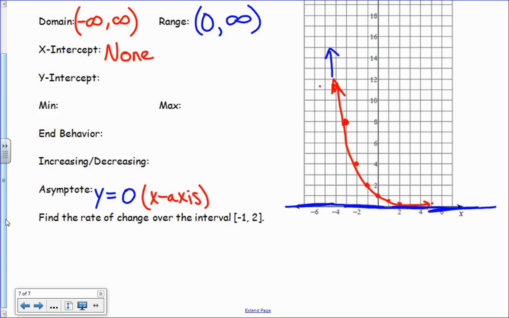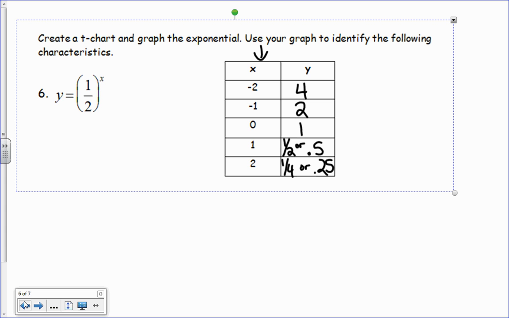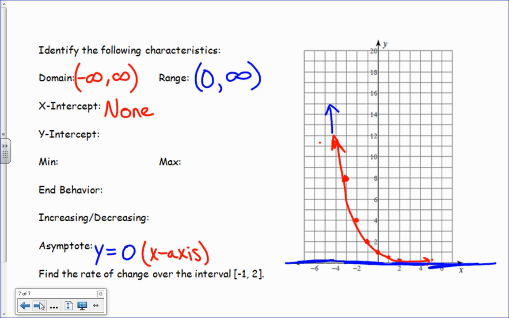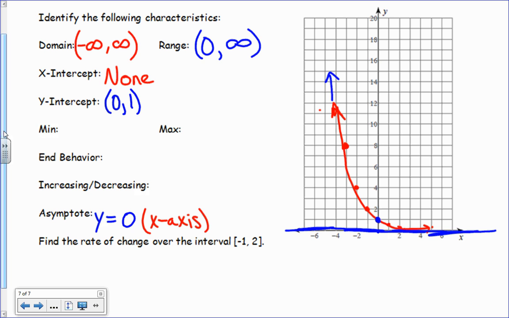Y-intercept, on the other hand, we do have one. There's two ways you can do it. Because you made a table, you could look to see where the x value is 0, and that point is your y-intercept. Or, on the graph, you can look at where this red graph touches the y-axis, and that's right here at the point (0, 1). So the y-intercept is at (0, 1). Remember, for the y-intercept, the x is always 0.